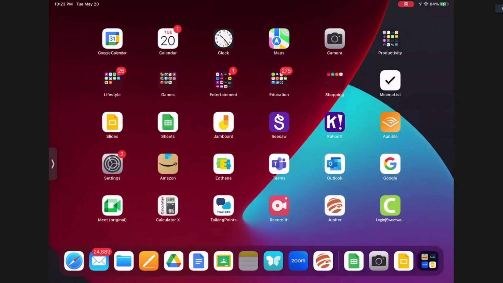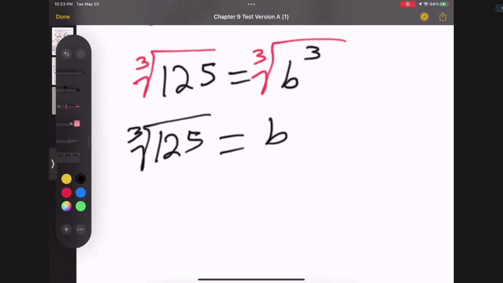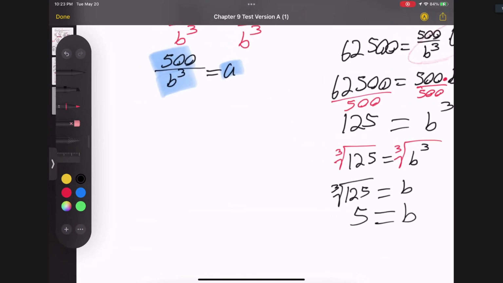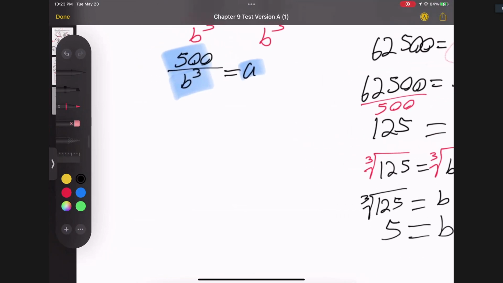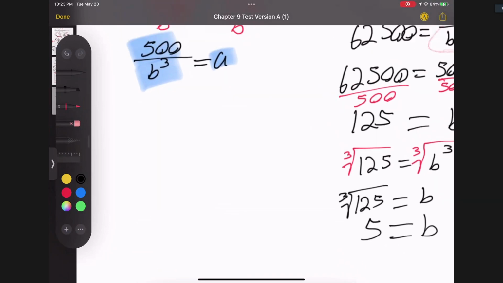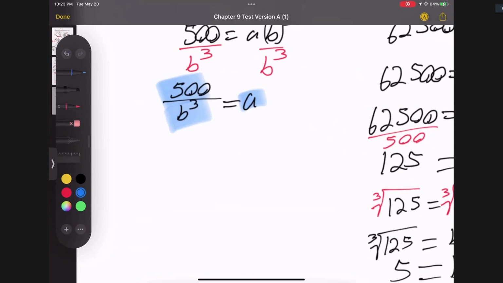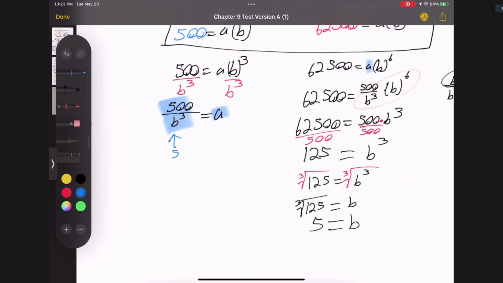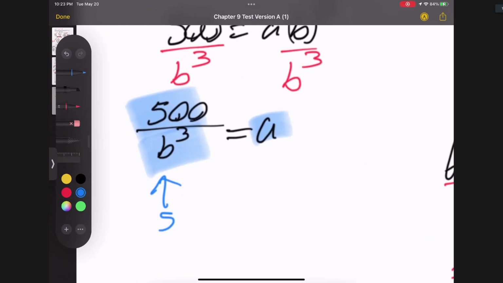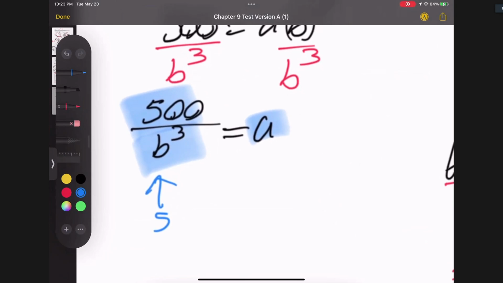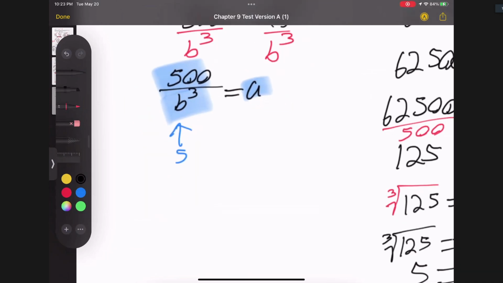So my answer is b is equal to 5. Now I've got to plug it into this equation because I needed to find out what a is and what b is. Well, I already know b is equal to 5, and look what I have, I have a by itself already. So all I need to do is plug 5 into that equation.